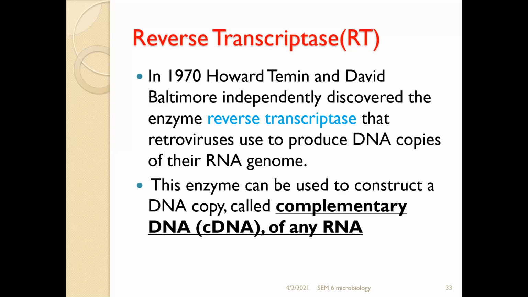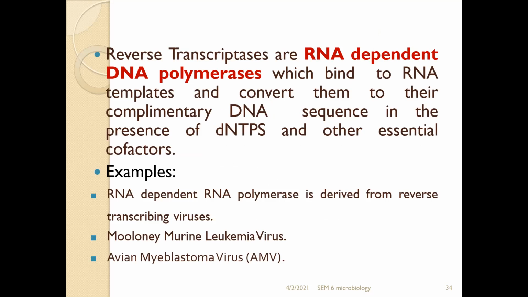Reverse transcriptase is useful to produce DNA from RNA. This enzyme can be used to construct a DNA copy, known as complementary DNA, of any RNA. Reverse transcriptases are RNA-dependent DNA polymerases which bind to an RNA template and convert it to a complementary DNA sequence in the presence of nucleotides, known as dNTPs, and other necessary cofactors.